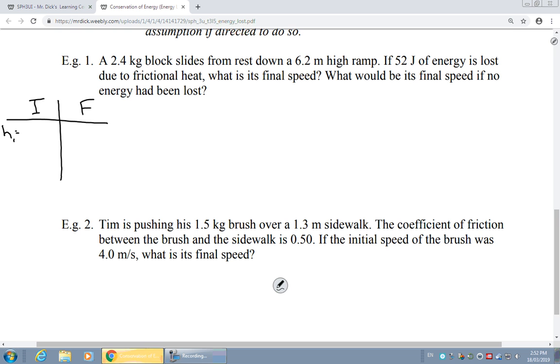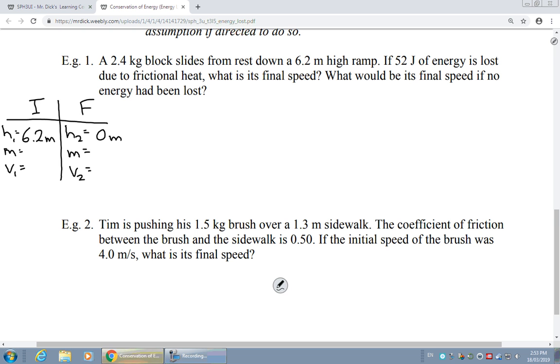So remember H1, M, and V1, H2, M, and V2. And for our heights, well, we could say that our zero line could be at the very bottom of the ramp. So when we finally get to the bottom of the ramp, we'll be at 0 meters above our initial zero line, which means at the very top of the ramp we are 6.2 meters in the air above that zero line.